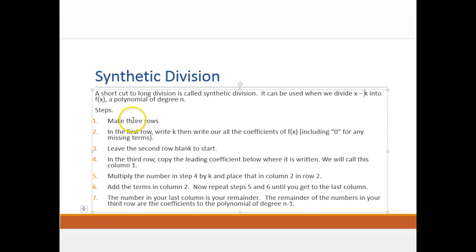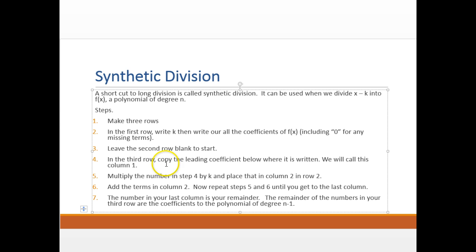What we're going to do with synthetic division is we're going to sit there and make 3 rows. In the first row, we're going to write the k. Okay? Notice this is x minus k. We do the opposite of this. We write the k. Then we'll write all the coefficients of f of x, those numbers out front. We'll include zeros for any missing terms. We're going to leave the second row blank to start off with.